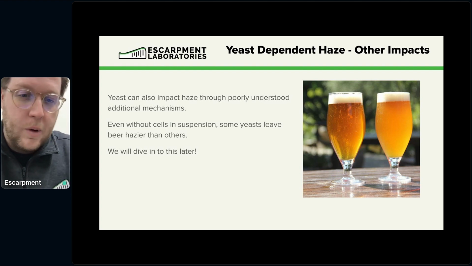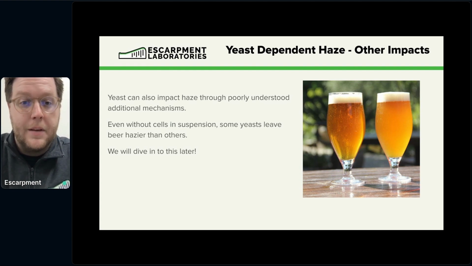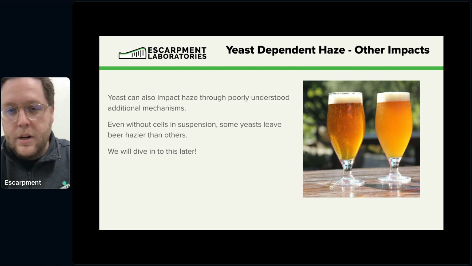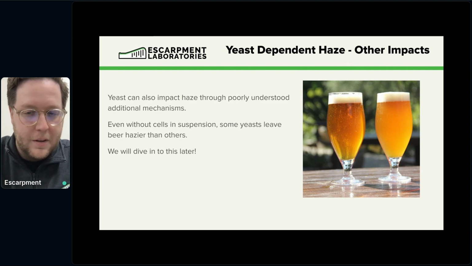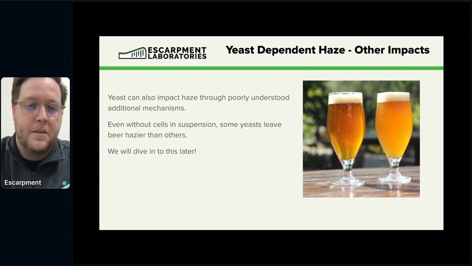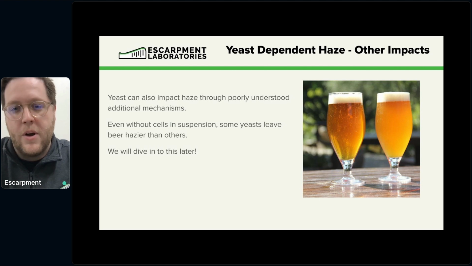But there are other things that yeast does as well, and we're going to dive into this a little bit more later on. Yeast can also impact haze through some other additional mechanisms that are still poorly understood, although we're learning more. Even without yeast in suspension, some yeast can leave beer hazier than others, and that's a key point. I do hear people still talk about using low flocculating yeasts for hazy IPAs. That is absolutely not necessary. You can use a flocculent yeast to make a hazy IPA because some yeasts are haze positive independent of flocculation. They will leave a beer hazier than some other yeasts that we call haze neutral. So that's really important to keep in mind.